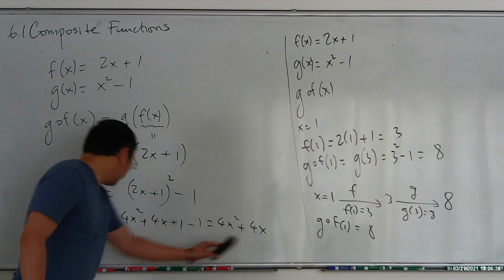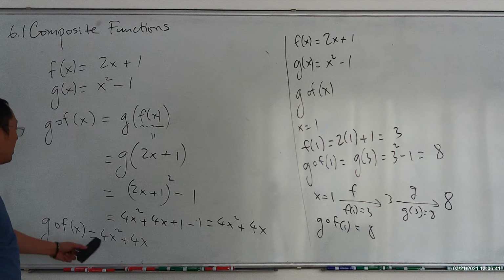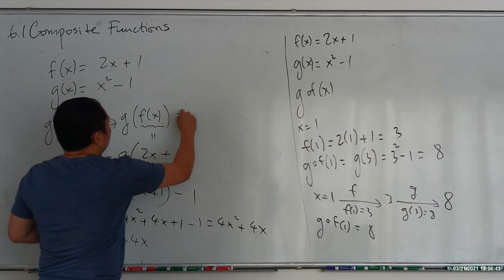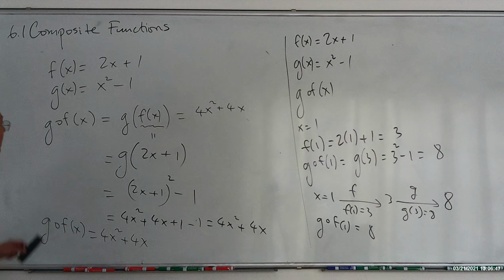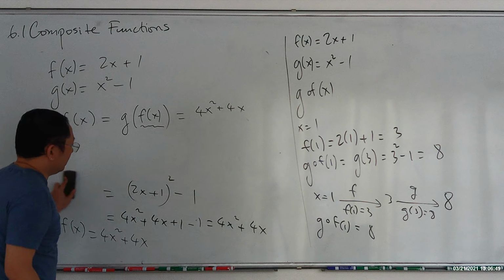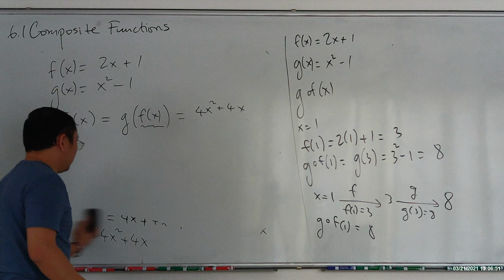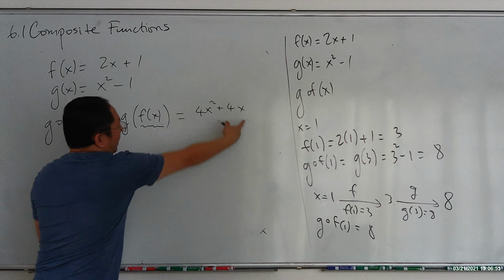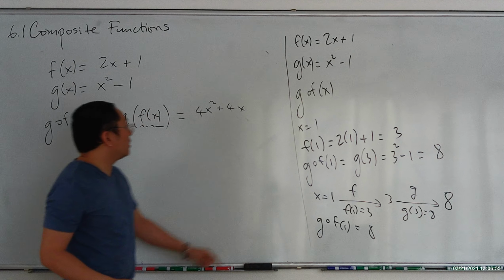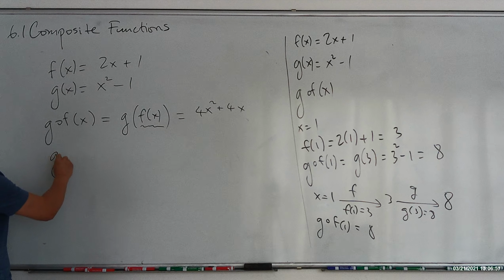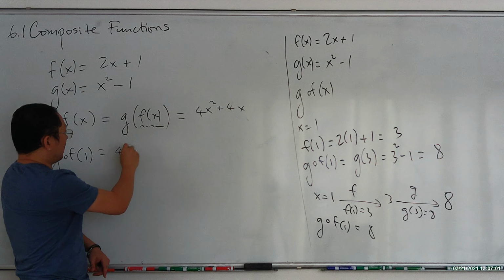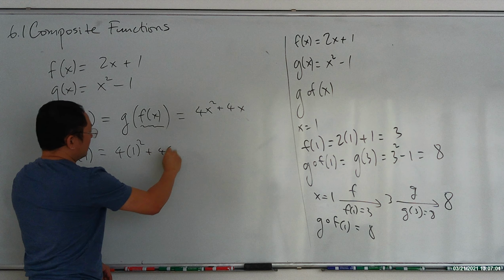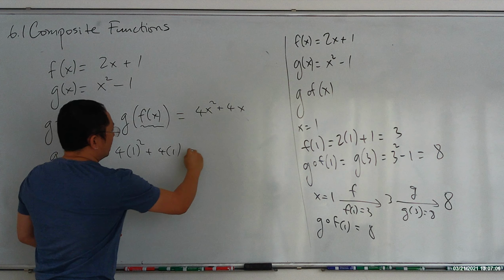Now that you have g of f of x in general, equal to 4x squared plus 4x, you don't have to plug in a specific number for the intermediate step anymore. You can actually plug any number into that composite function, and you have the answer. So g of f of 1 is actually what? 4 times 1 squared plus 4 times 1. This is 4 plus 4, which is equal to 8.